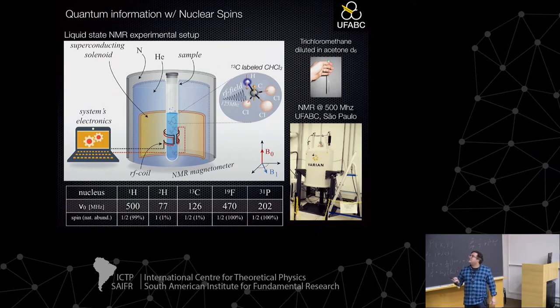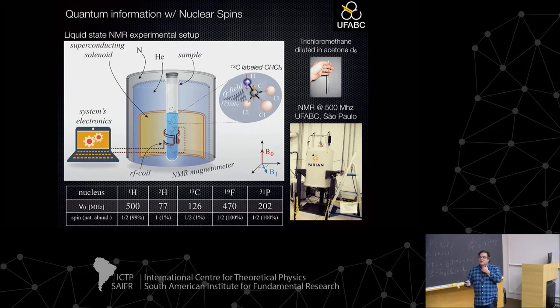When we consider other nuclear spins, we will get other different resonance frequencies. For example, for the carbon-13, we have 126 megahertz of resonance frequency. For the deuterium, 77 megahertz. For fluorine, 407 megahertz, and so on.